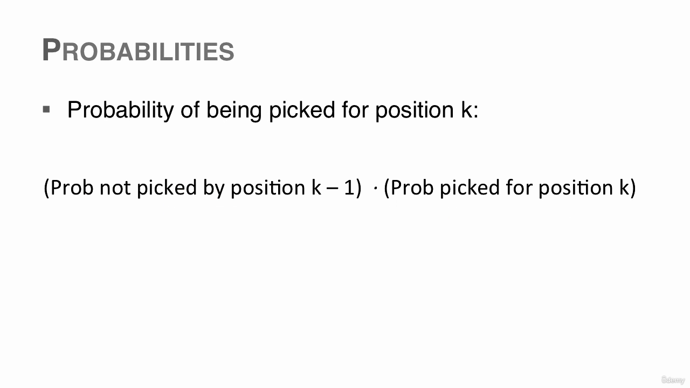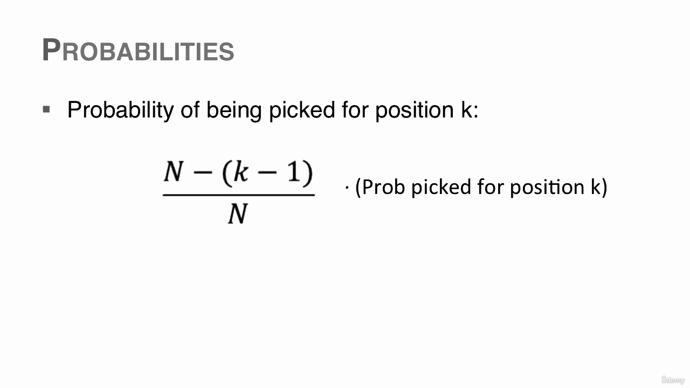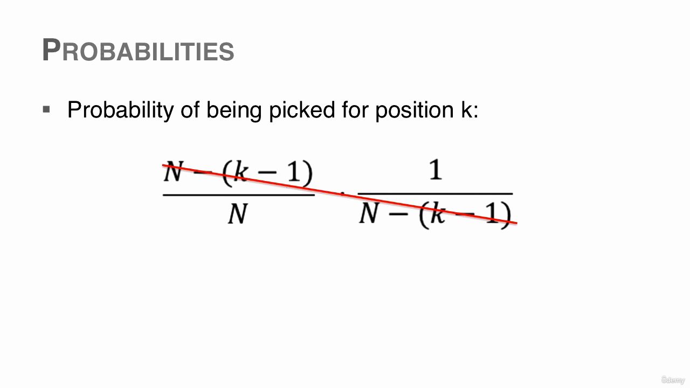Now what's the probability that the item is picked for position k? It's the product of the probability of not being picked before position k times the probability of being picked at position k. The probability of not being picked by position k minus 1 we just calculated, so I'll plug that in. The probability of then being picked at position k is 1 divided by the number of items remaining at that point. At position k, there are n minus k minus 1 items left unassigned. So the probability of picking the item at this point is 1 over n minus k minus 1. Now we can cancel the numerator on the left with the denominator on the right. The result is just 1 over n.